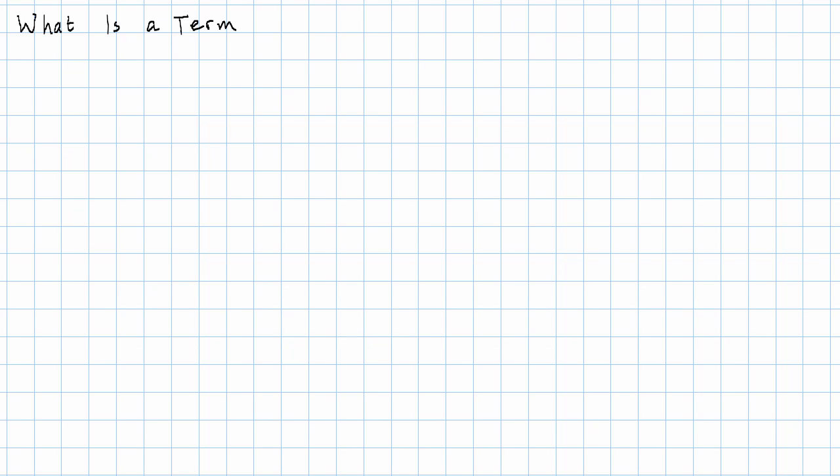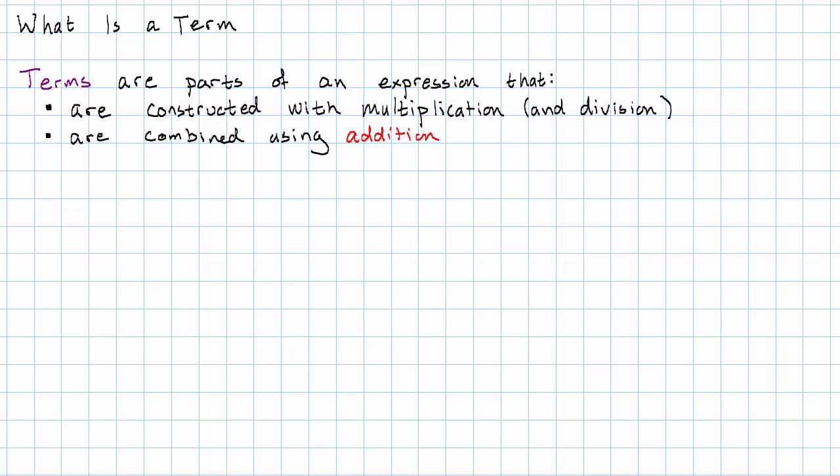When we're going to talk about manipulating expressions, we need to look at the pieces of those expressions. And one kind of piece that an expression might have is what's known as a term. Terms are parts of an expression that are constructed with multiplication and division and are combined using addition. Notice I said addition, not addition and subtraction.